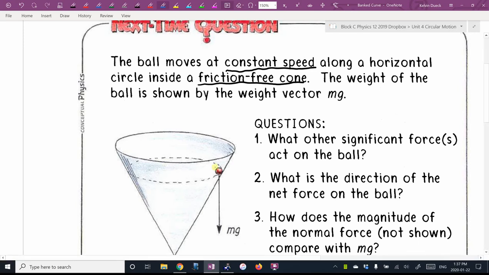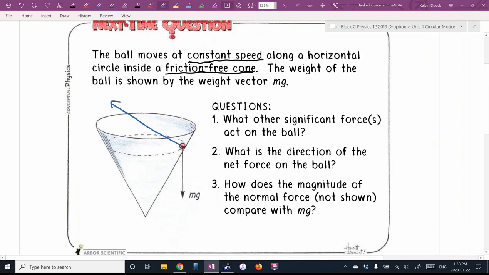Normal force, which would be kind of, sort of, about like that-ish, maybe? Good. Anything else? No. No friction. It says it's frictionless. Number two says, what's the direction of the net force on the ball?